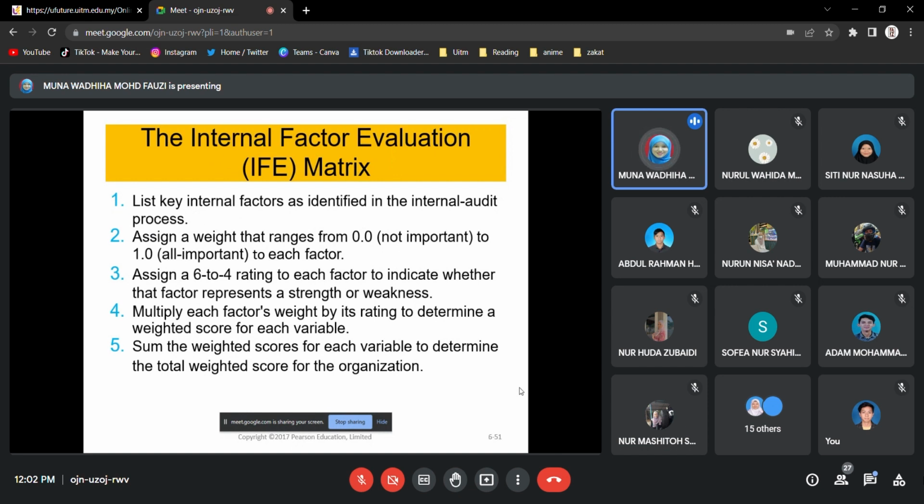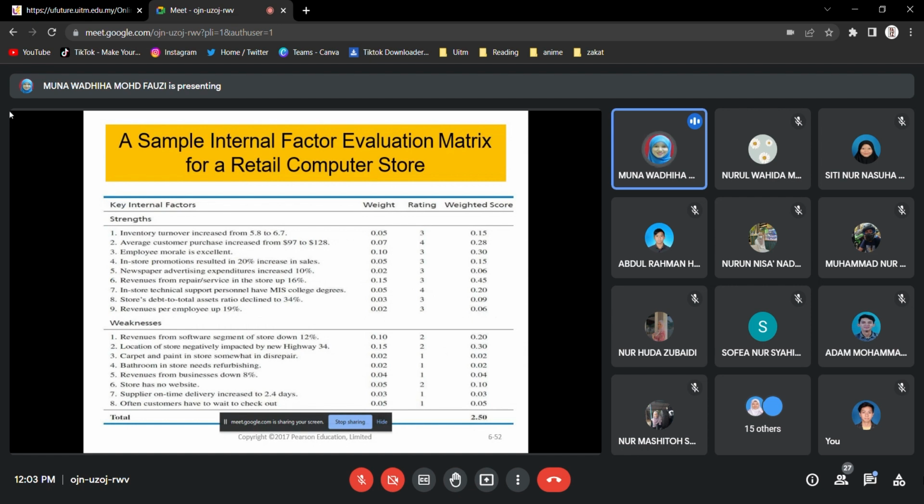All right. Next one is about the internal factor evaluation, known as the IFE matrix. The thing that we discussed in our previous class, EFE, external factor evaluation, is actually similar to the IFE. So IFE is more about how we determine what the strengths and weaknesses of the organization itself are. What are the strengths and what are the weaknesses? Strengths: employee morale is excellent. The in-store promotion is resulting in an increase. Newspaper advertising expenditure increase.